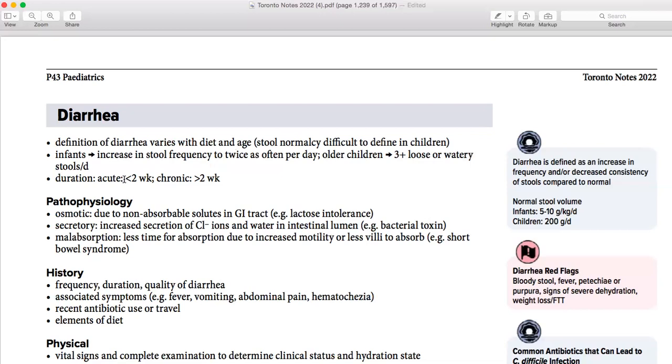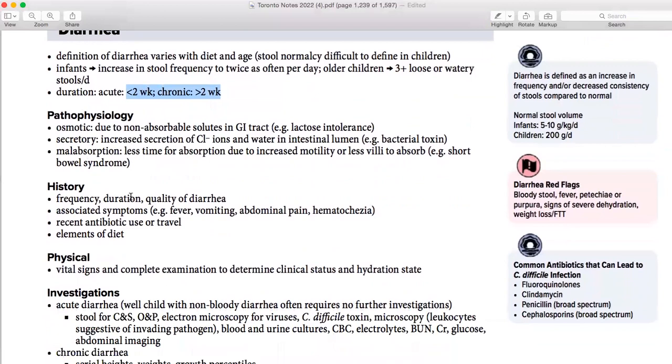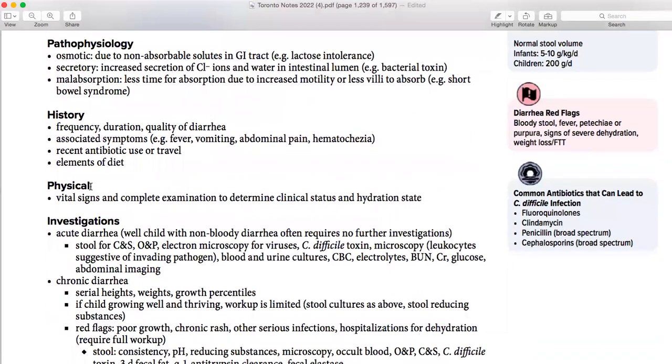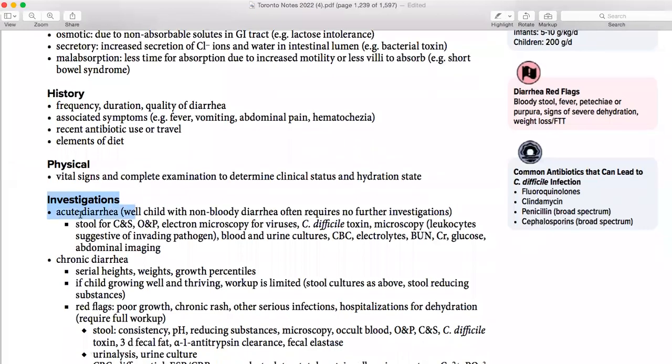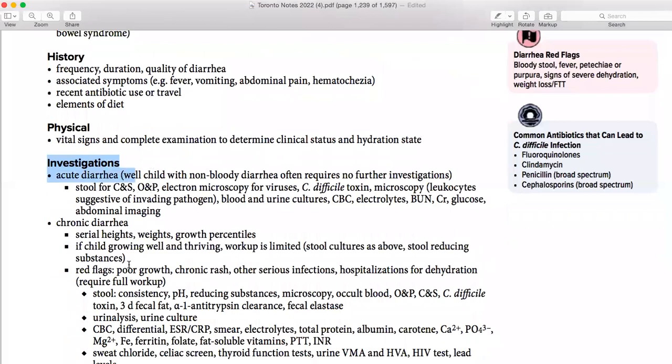Then on the duration, if less than 2 weeks, this is basically acute. If more than 2 weeks, this is chronic. Then pathophysiology, if you want to read, go for it. Diarrhea is defined as an increase in the frequency and increased fluidity of stool. Then history is basically frequency, duration, quality of diarrhea, and fever, vomiting. So you need to see history, then physical examination, and then coming to investigation. What are the history questions, what are the physical examination findings, and what are the investigations you are going to start?